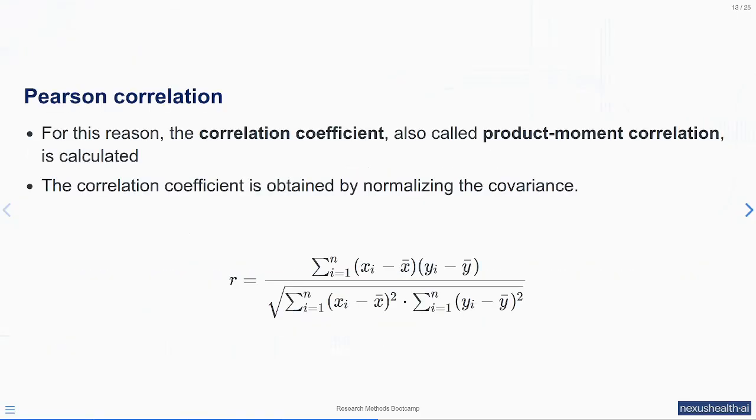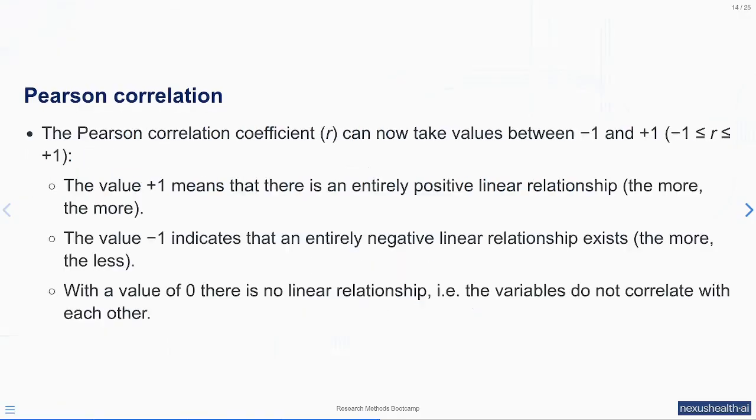For this reason, we calculate the correlation coefficient. It also has a synonym of the product moment correlation. And this is obtained by normalizing the covariance, as we see in the formula displayed on this slide. The Pearson correlation coefficient can now take values between -1 and +1.